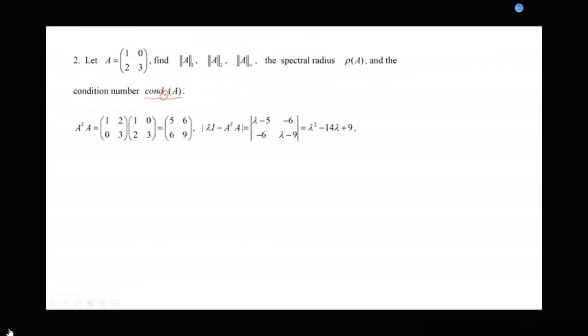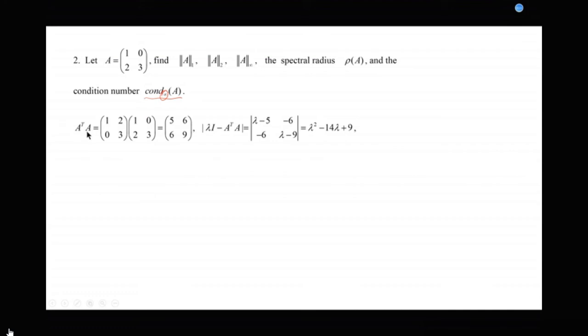Here you need to understand and also remember the definition of the 1 norm, 2 norm, and infinity norm, right? It's okay? Actually, the 1 norm and infinity norm are simple, right? But for 2 norm, you need to compute the eigenvalue, the spectral radius, actually the eigenvalue of A transpose A. So here I show you 2 norm firstly.